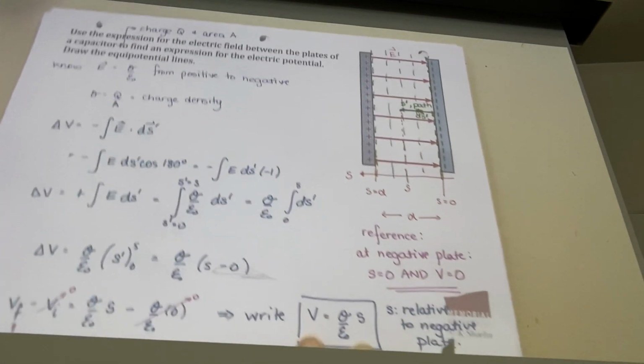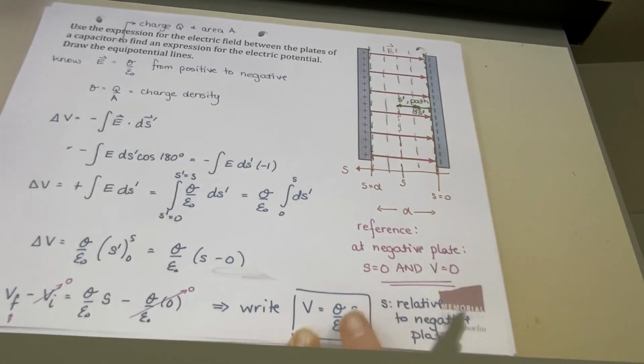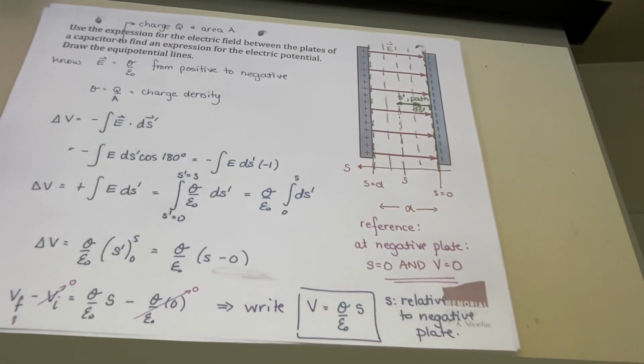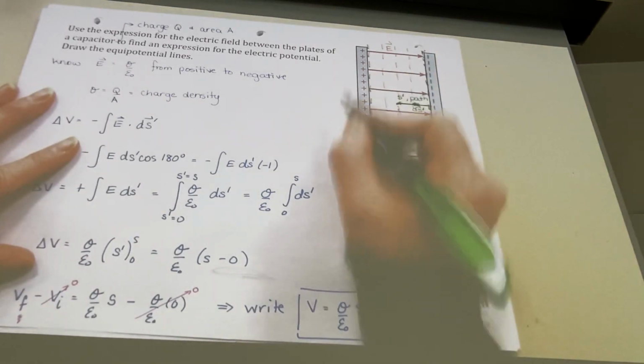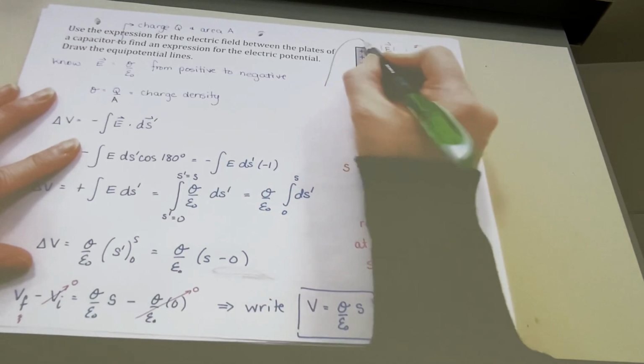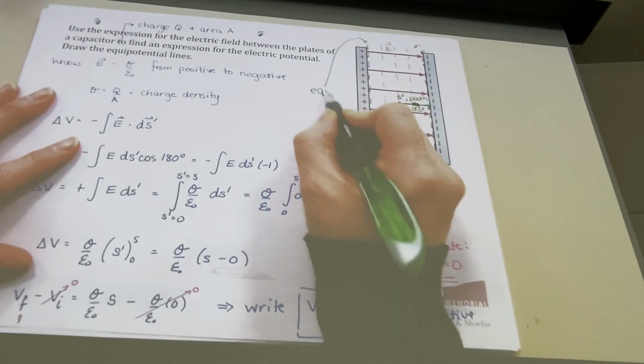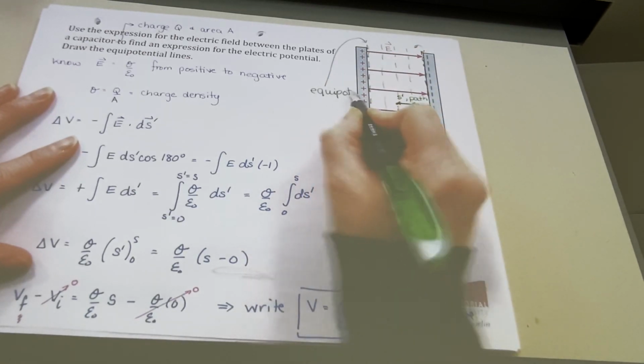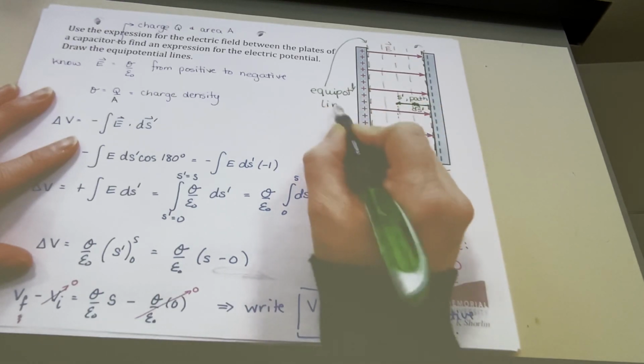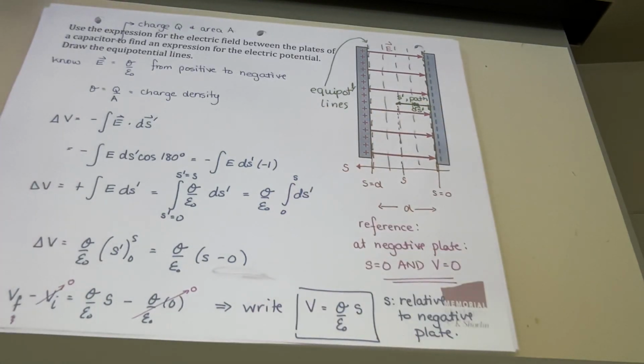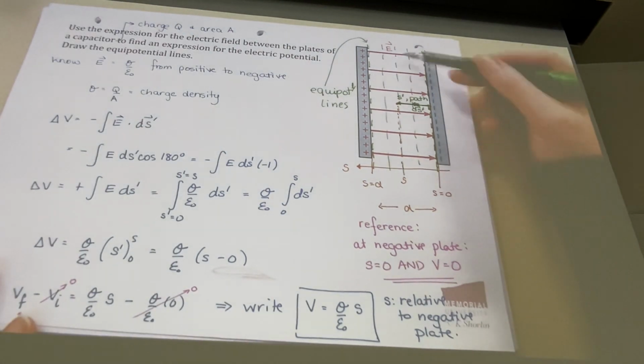For these, if our electric field is constant, then our equipotential lines are not only evenly spaced in distance, they're also evenly spaced in potential. So both, because the electric field is constant. So these lines are the equipotential lines. They're perpendicular to the electric field lines and they're equally spaced in potential. And like we guessed, those are parallel to the plates.